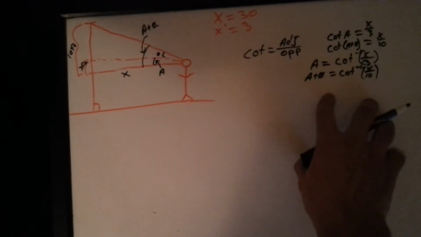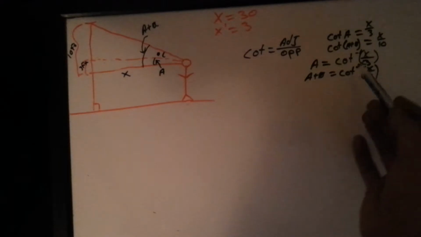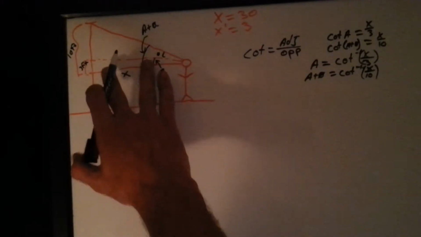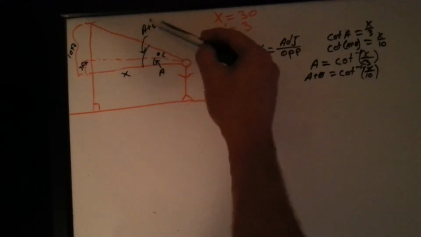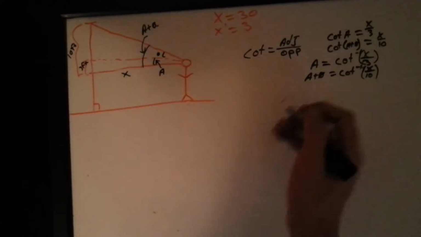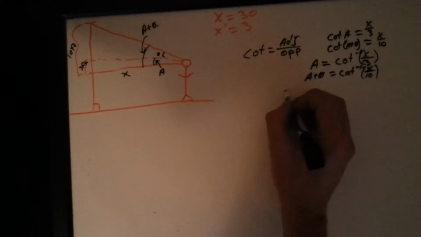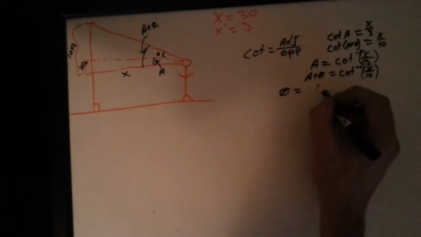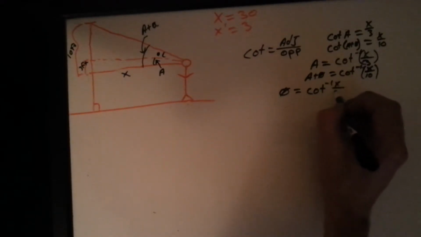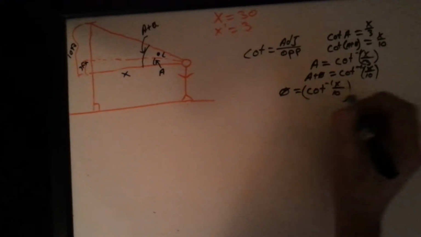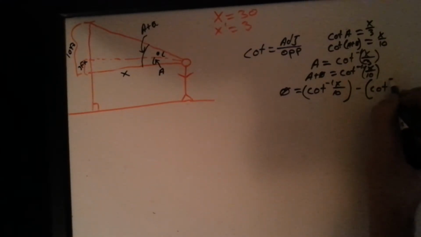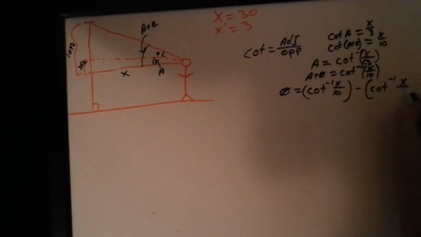In order to find theta, we need to take this whole angle minus this angle. So we have theta equals the inverse cotangent of x over 10 minus the inverse cotangent of x over 3.